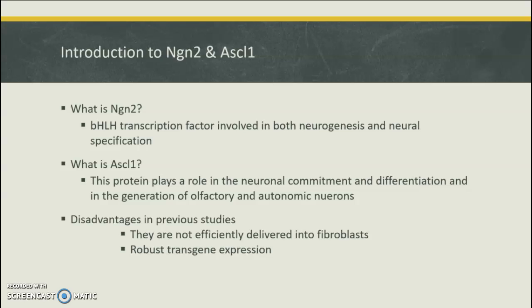So in previous studies, not the one that I'm discussing right now, commonly NGN2 and ASCL1 were not efficiently delivered into fibroblasts due to their construct. In addition to this, they have a robust transgene expression. This all leads to the likelihood that these two transcription molecules are not actually introduced into fibroblasts, and therefore they cannot be converted into induced neurons.